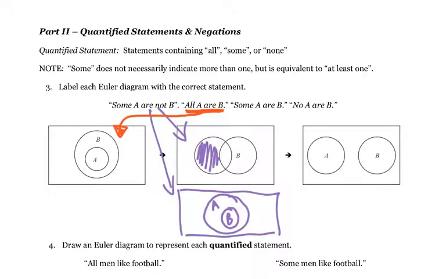We have some A are B, which means at least one of the elements of A are also in B, which would be this one. Lastly, we have no A are B. So that means nothing in A is also in B. That's when we have these two disjoint, not connected sets or circles. Okay, so think about what it means for all to be part of something, for none to be part of something, and for some to be part of something.